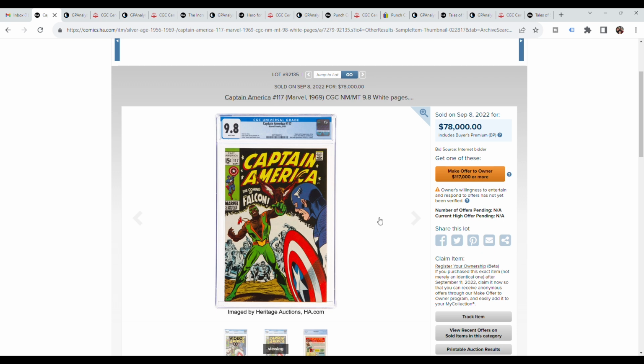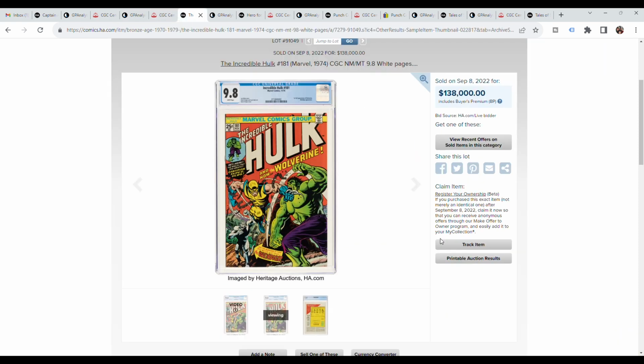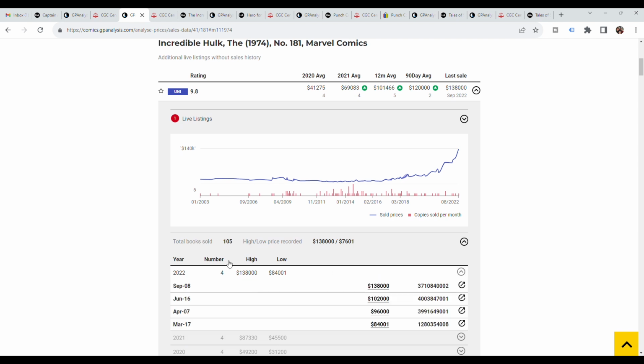But we know that Sam Wilson is coming back as Captain America to lead the next blockbuster Captain America film in Captain America New World Order. And yet this book is still dragging behind some of the comparable books in this era. And we're going to get to that here in just a sec. One such book that I think is an interesting comparison is Incredible Hulk number 181, which in the same auction on September 8th sold for a record-breaking $138,000, up $36,000 from the most recent sale prior to that, which was $102,000, also at Heritage Auctions.